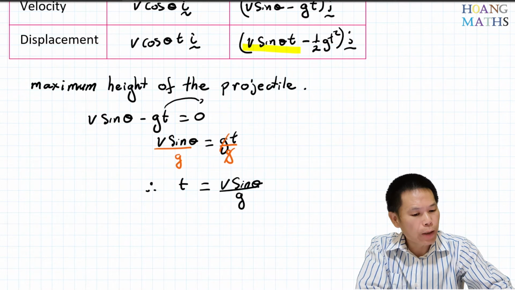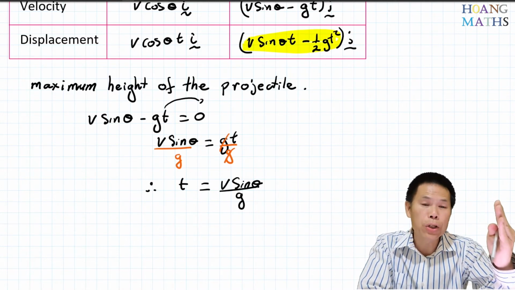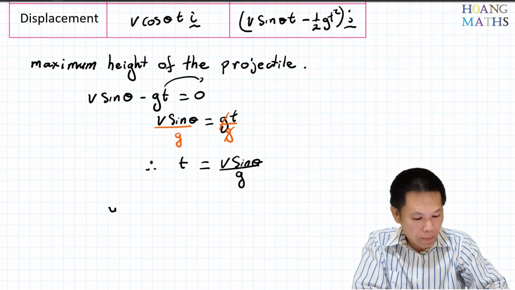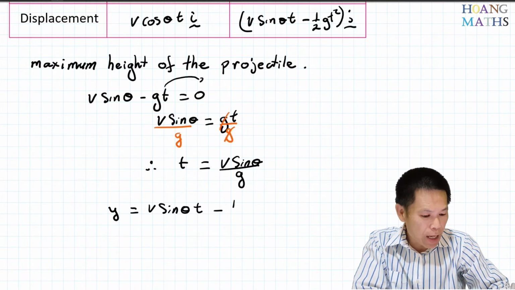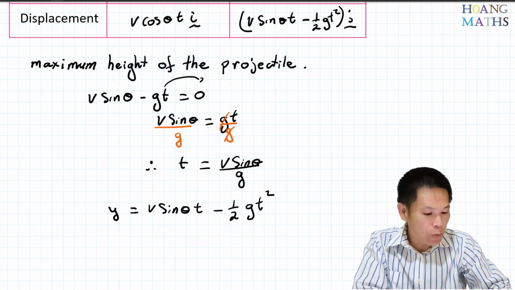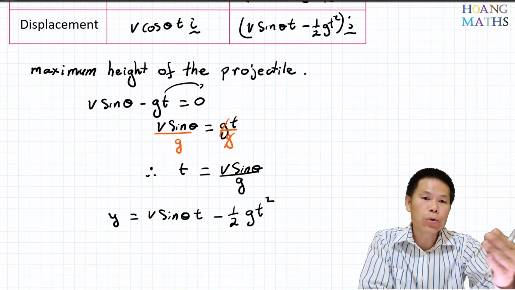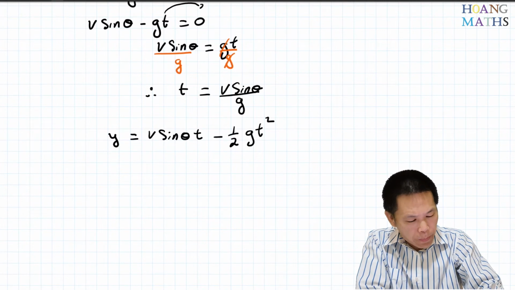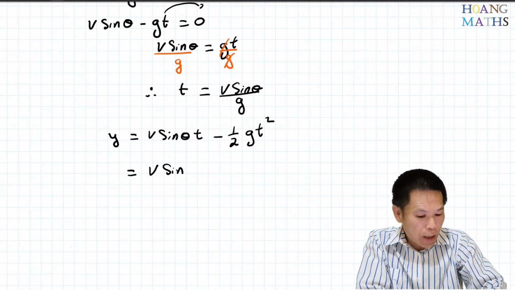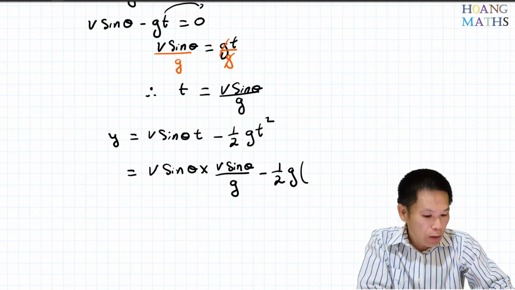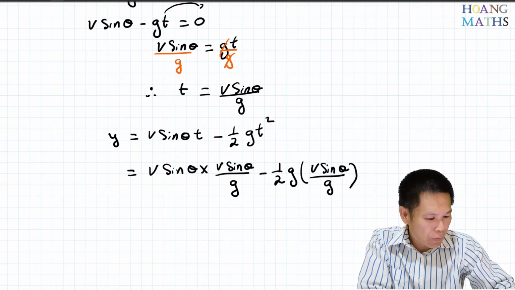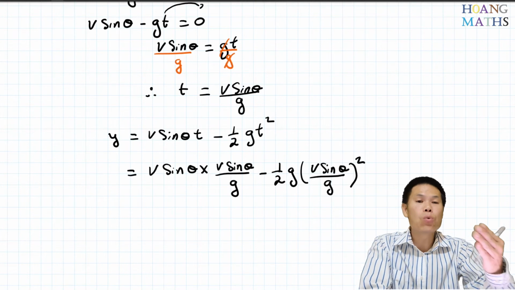So that is here, okay? This is the vertical component displacement. So y is equal to v sin theta t minus a half g t squared. Now I just substitute t into y. So that would give me y equal to v sin theta times v sin theta over g, minus a half g times v sin theta over g all squared. So now I just need to work this out.